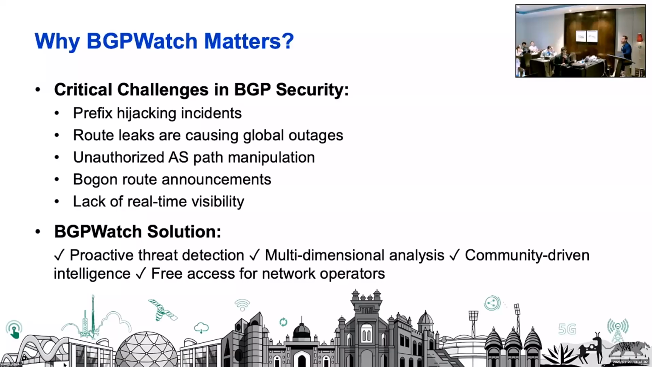And the lack of real-time visibility. You know that if there is any routing issue in our network, we often only take action when a customer calls us. In this portal, you will get real-time visibility of your prefixes. So these are the challenges, and BGPWatch gives the solution.